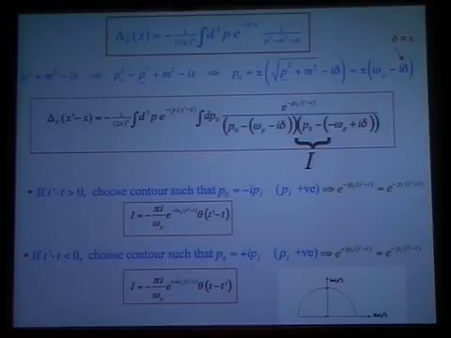If T prime minus T is less than 0, I have to close it in the upper half. And that means you get two pieces, one which picks up the residue of one pole and has the form e to the minus i omega p (T prime minus T), and the other one which is e to the plus i omega p (T prime minus T). So that was a long diversion to justify that I get a structure like this in which I have to worry about whether T prime minus T is positive or negative.